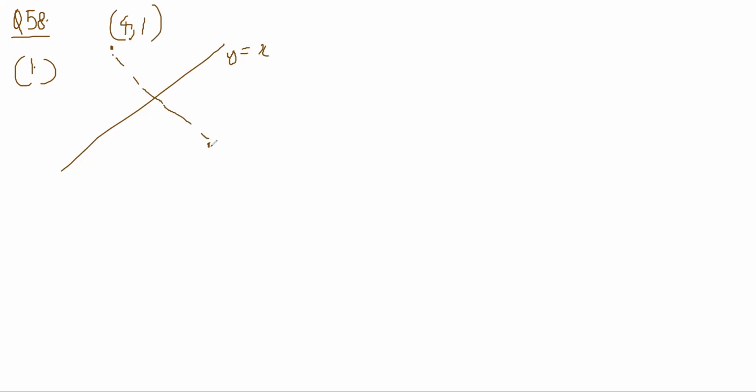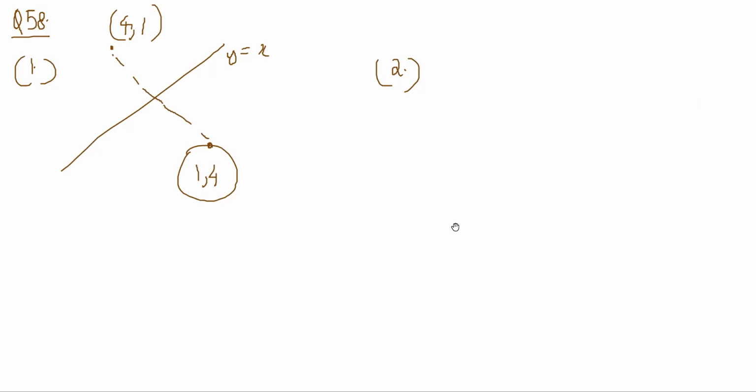58. 58 is the point 4 comma 1 undergoes the following three transformations. Successive reflection about the line. Now you need to know when anything is reflected about the y is equal to x line, x and y get interchanged. 4 comma 1 becomes 1 comma 4.